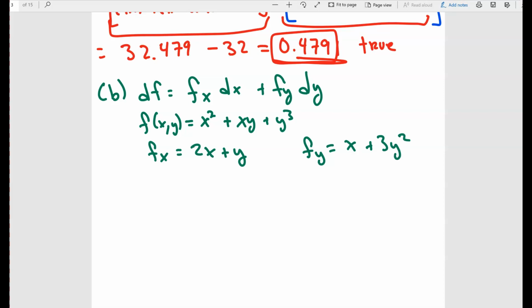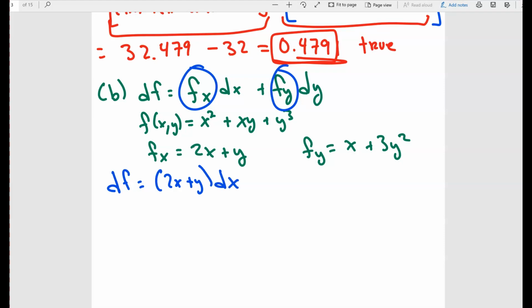So now let's plug everything into the differential. So df is equal to f sub x, which is 2x plus y, times dx, plus f sub y, which is x plus 3y squared, times dy. Okay, so now all we got to do is plug everything in there.